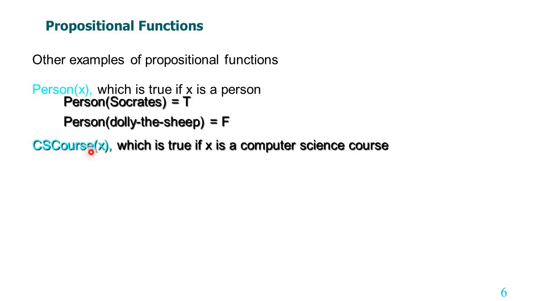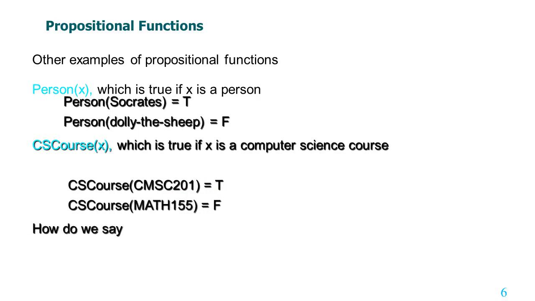CS course(x), which is true if x is a computer science course. If CMSC is a computer science course, then it is true. On the other hand, Math 155 is false, since it is not a computer science course. How do we say all humans are mortal, or all CS courses? Universal quantification is needed for these things.